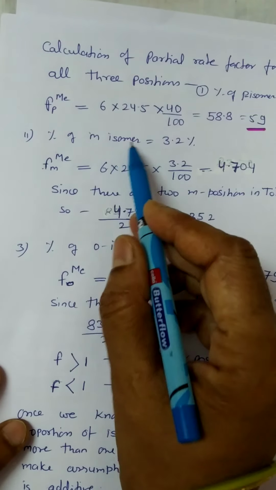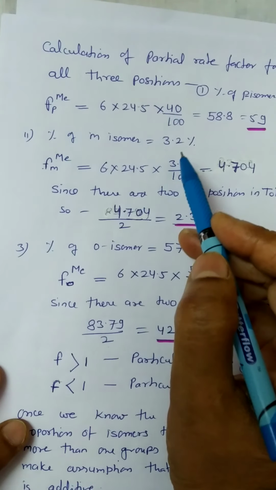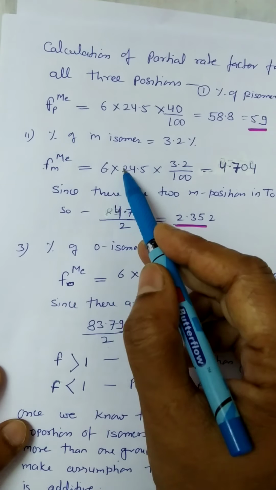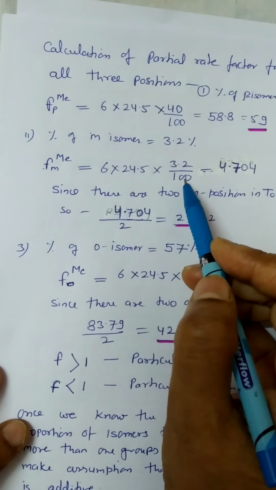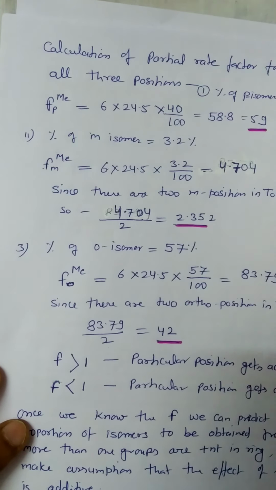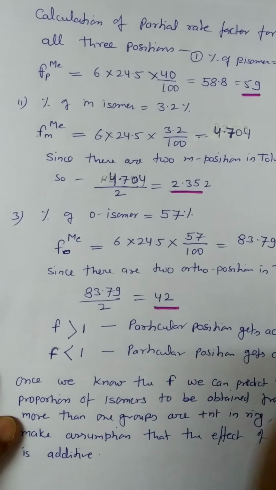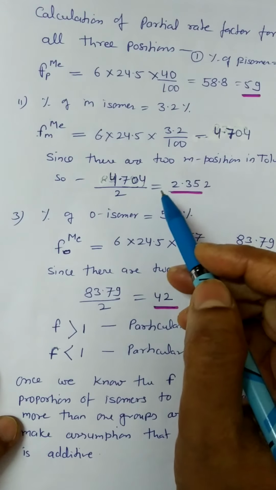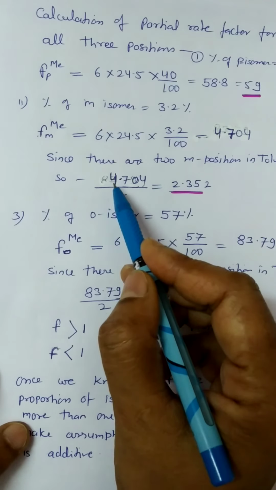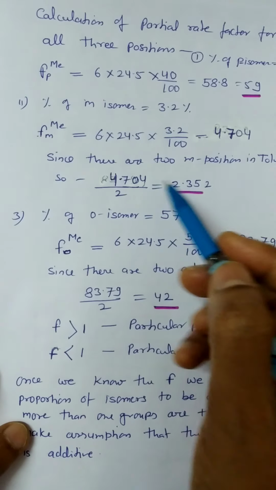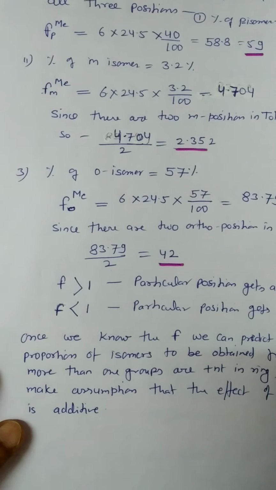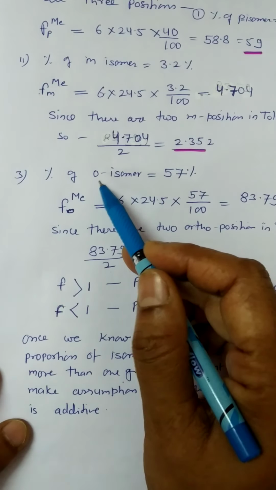In case of meta isomer, we get percentage 3.2. Therefore, the partial rate factor at meta position is 6 into 24.5 into 3.2 upon 100, that is 4.704 as obtained by calculation. Now, since there are two meta positions in case of toluene, this data 4.704 is divided by 2 and we obtain 2.352.